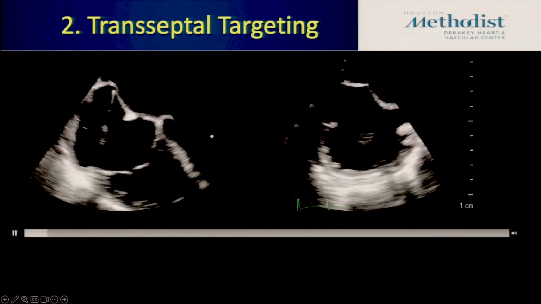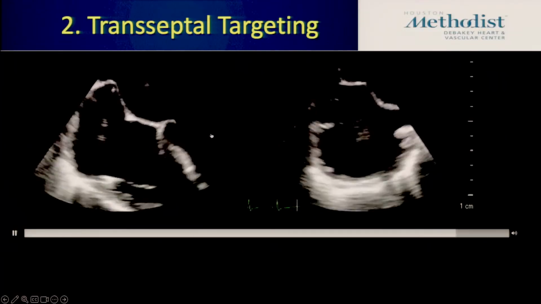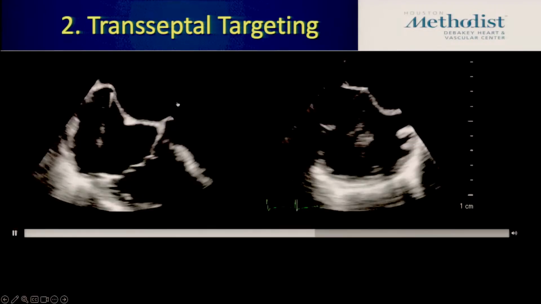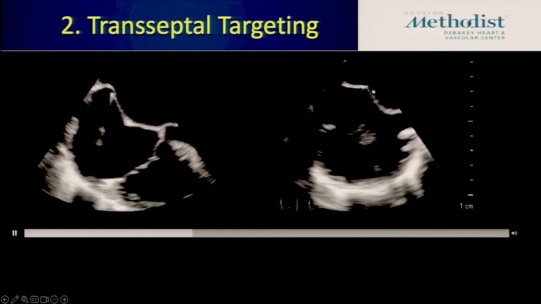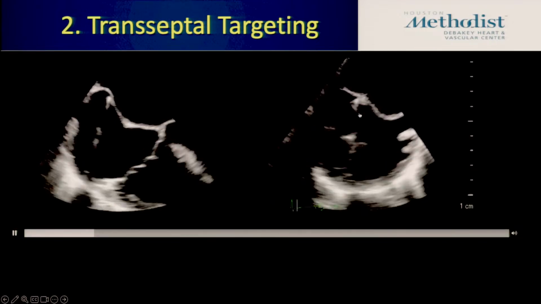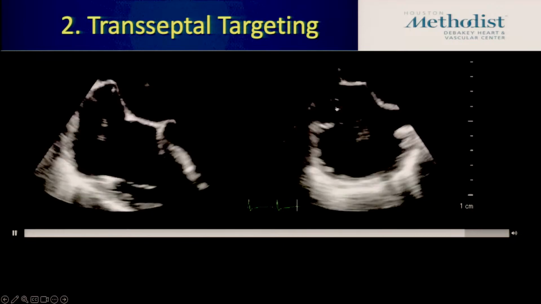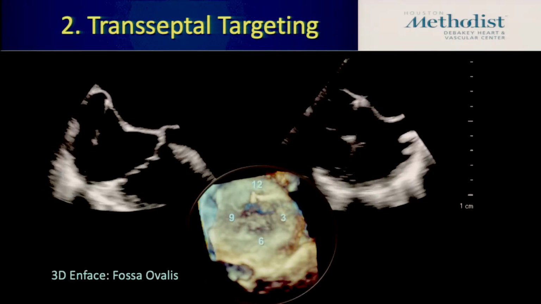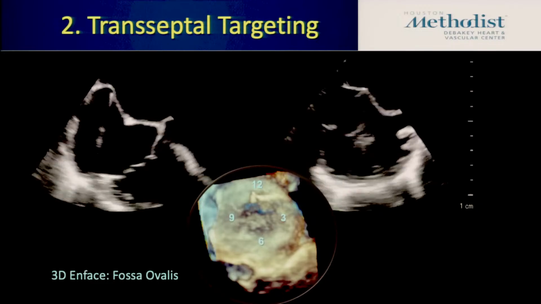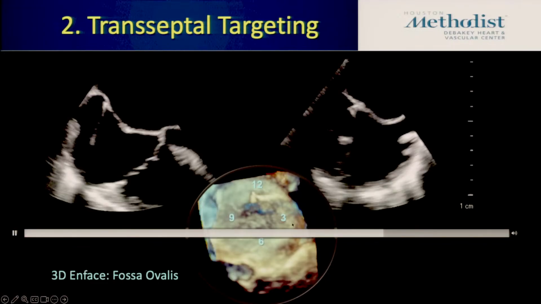You do a transseptal, again, using X-plane, a function of 3D. You want to be at least 4 centimeters above the plane of the mitral valve. You tent in 2 directions. You make sure you're anterior enough, not too posterior. You make sure you're superior enough, not too inferior. We always do this as well with 3D imaging, looking from the left atrium, so we understand exactly where we're tenting in relation to the fossa ovalis.